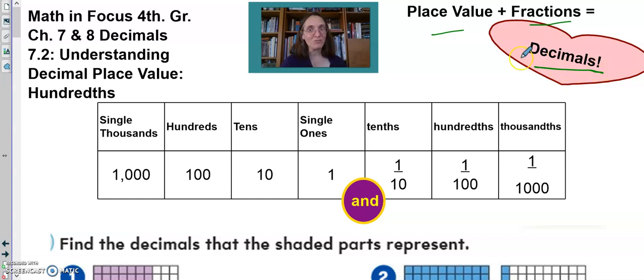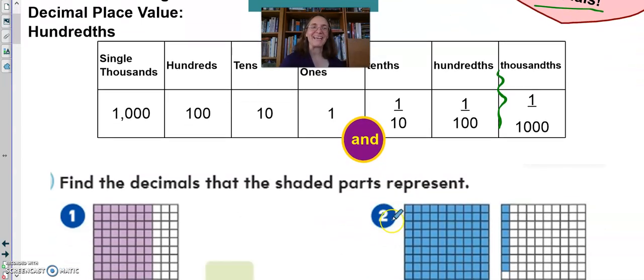So, like I told you, you only need to know tenths and hundredths for 4th grade. But just like the place value system for whole numbers can go on and on forever, it also is true that for decimals it can go on and on forever. So let's play with some hundredths today.